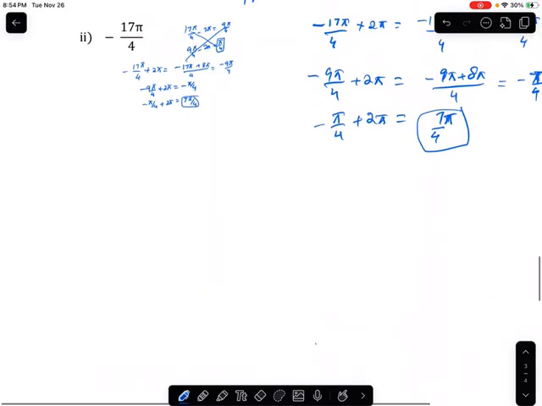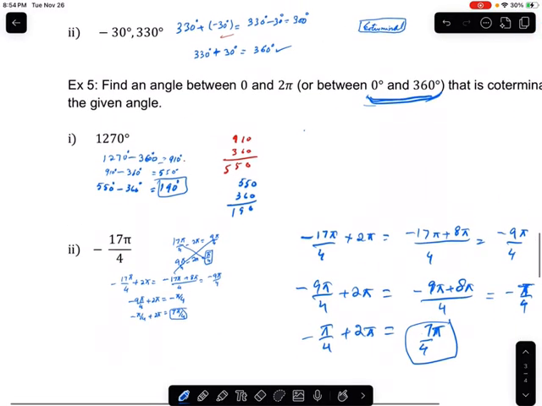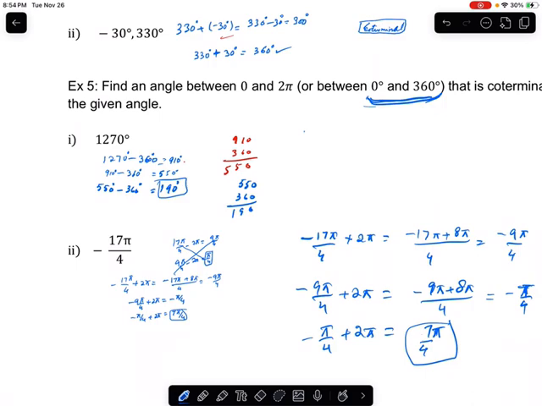So that's it for section 6.1, and now we will see what happens in section 6.2.